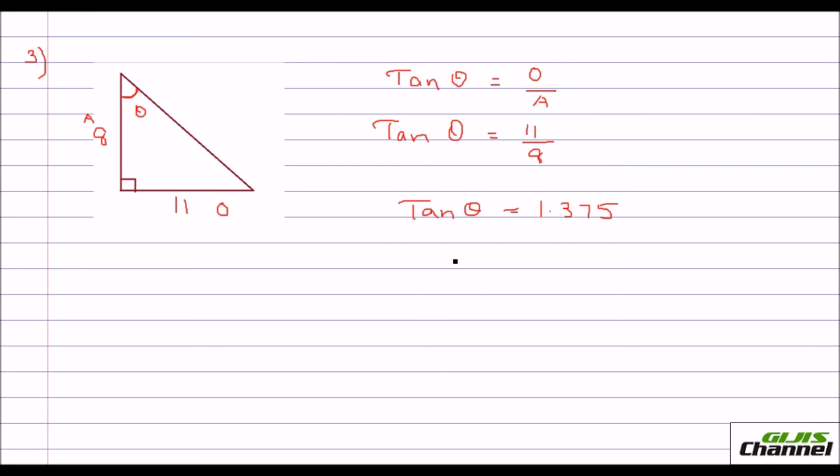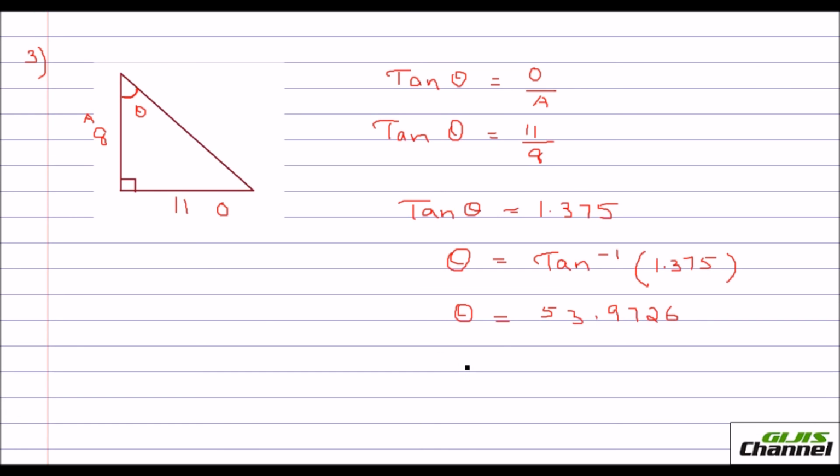Since you need to find the angle theta, you take the tan to the other side. I told you, every time you find the angle, you have to use the inverse function. So this time it is tan inverse of 1.375. Use the arc tangent or tan inverse on your calculator. You get 53.9726.